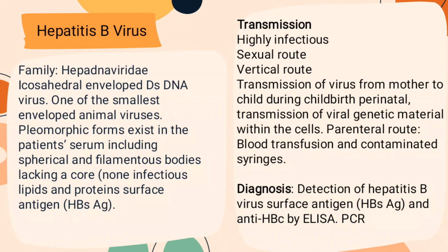Hepatitis B virus. Family Hepadnaviridae, icosahedral enveloped dsDNA virus. It is one of the smallest enveloped animal viruses. Pleomorphic forms exist in the patient's serum, including spherical and filamentous bodies lacking a core, non-infectious lipids, and protein surface antigen. The modes of transmission are highly infectious: the sexual route and the vertical route.